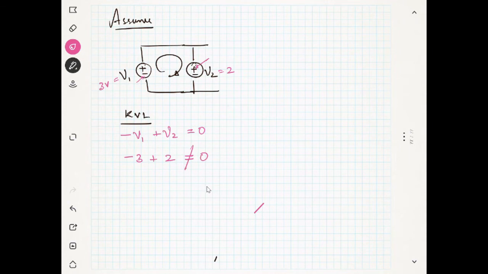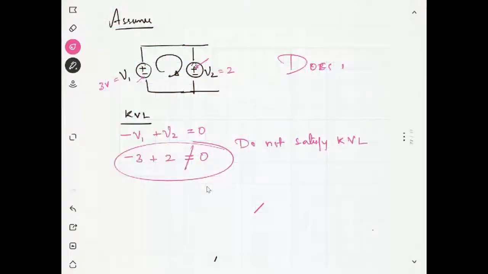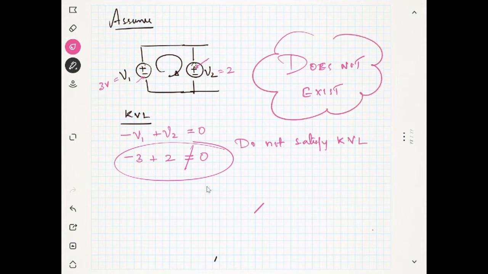It is not satisfying. So this is the problem. It is not equal to 0. So it does not satisfy KVL, Kirchhoff voltage law. So this kind of circuit does not exist. It's a very important point. Don't forget this. So the circuit does not exist.